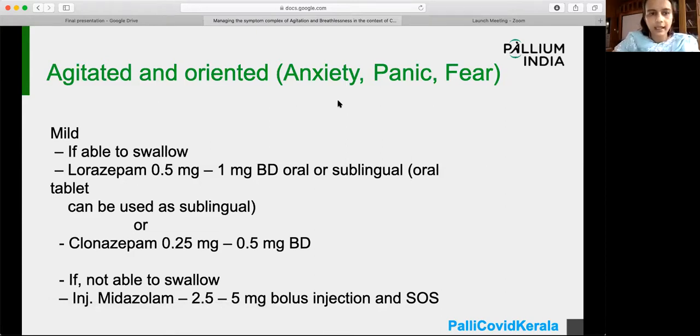If they are mild and the patient is able to swallow, so the patient is oriented, then the first line that we suggest is a benzodiazepine. You go for lorazepam, 0.5 milligram to 1 milligram BD, orally or sublingually. The same oral tablet can be given sublingually, or you can use clonazepam, 0.25 to 0.5 milligram BD. If the patient is not able to swallow, we can go for midazolam, 2.5 to 5 mg as a bolus injection as and when needed.